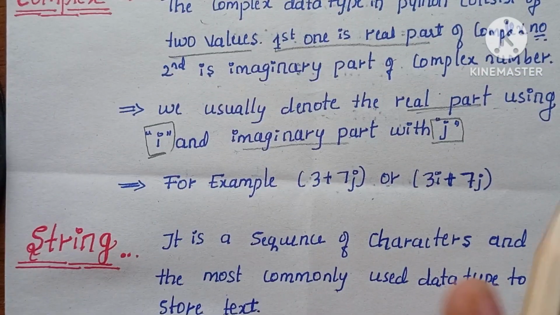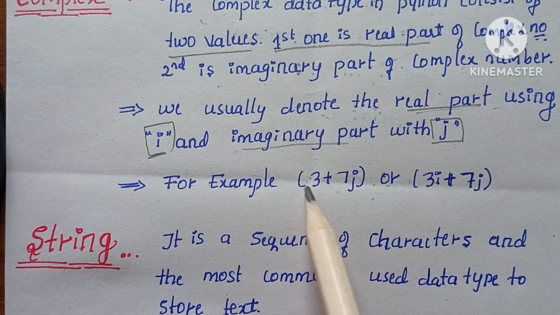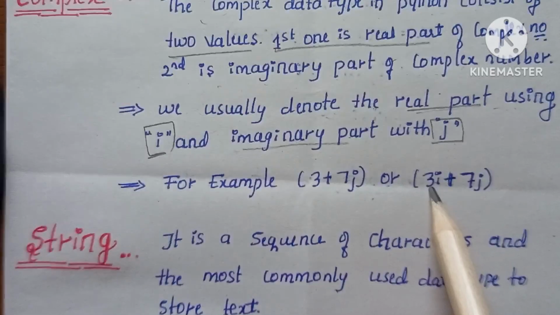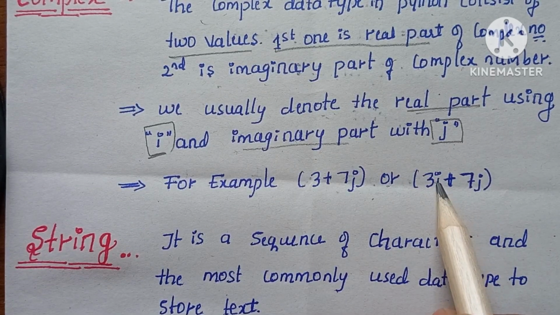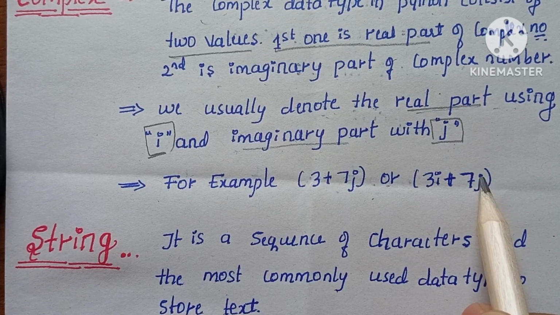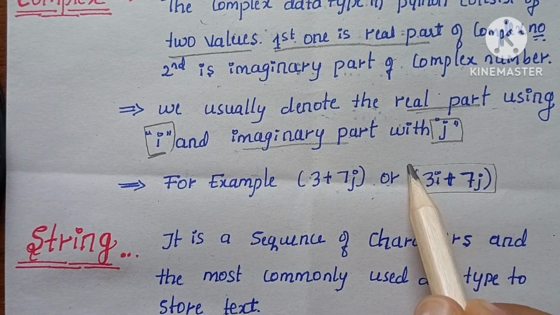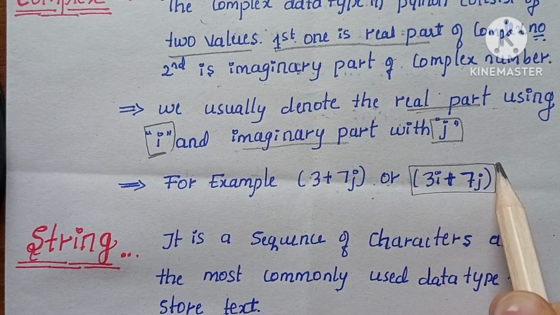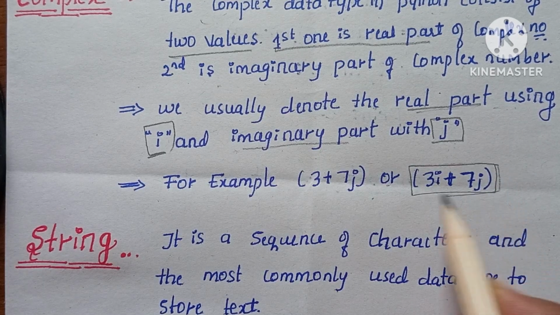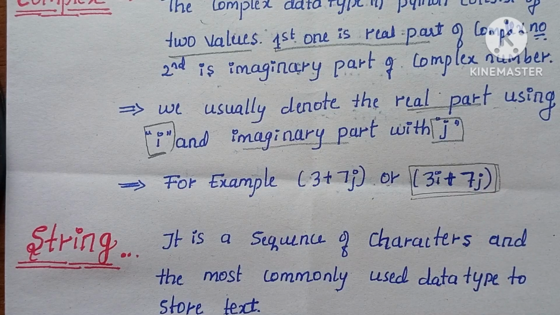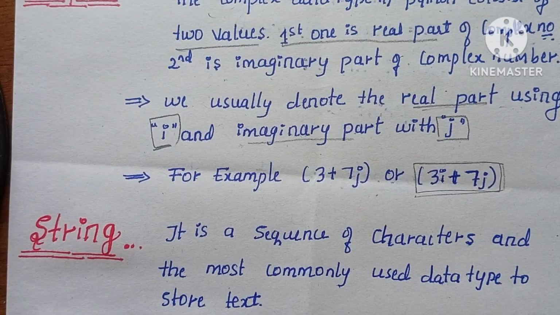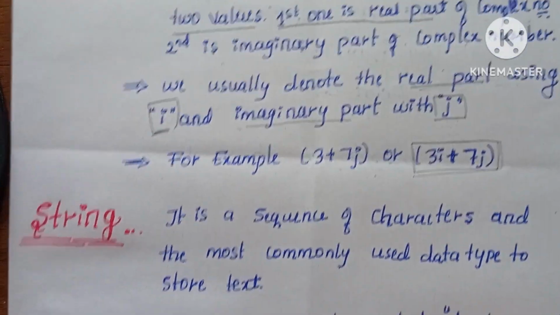We will see an example, then you can easily understand. 3 plus j, or 3I plus 7j: this is the real part, and this is the imaginary part. So these are complex numbers. We show complex data types like this, in terms of real and imaginary numbers.